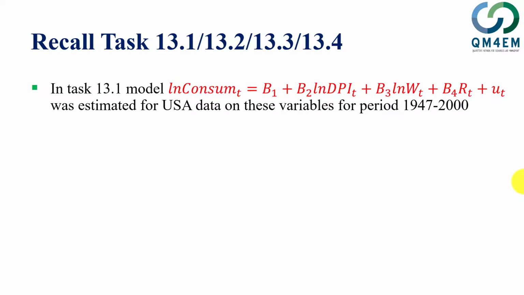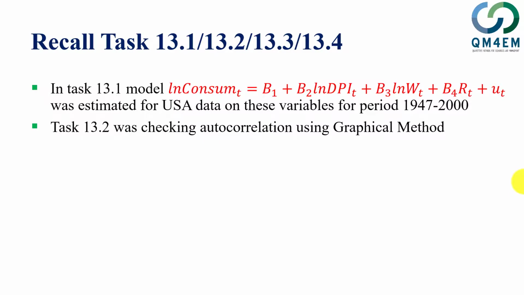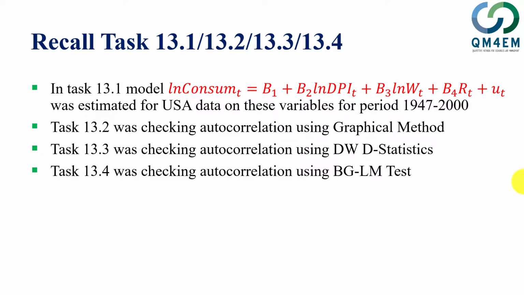I will quickly refresh your memories on that. In the first task we regressed the log of consumption on the log of real disposable personal income, real wealth, and real interest rate, using USA data from 1947 till 2000 for these variables. So we did this function estimation in task 13.1. Then subsequently in 13.2, 13.3 and 13.4 we used the graphical method, the Durbin-Watson d-statistic and the BG-LM test for detecting autocorrelation in this model.